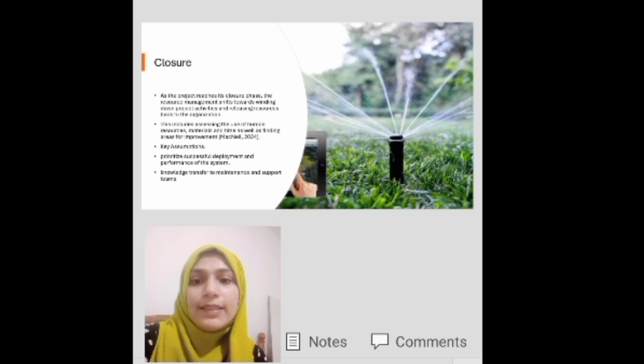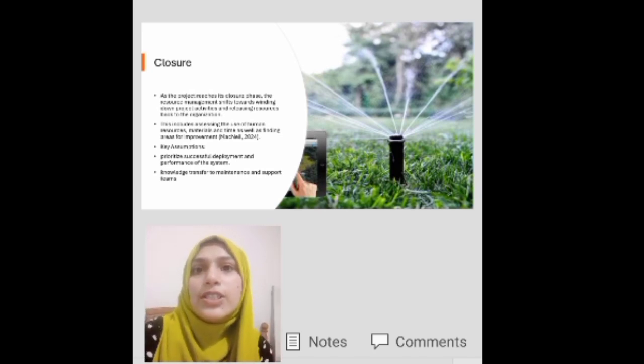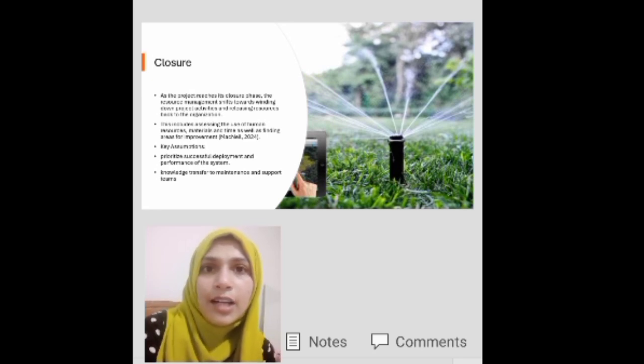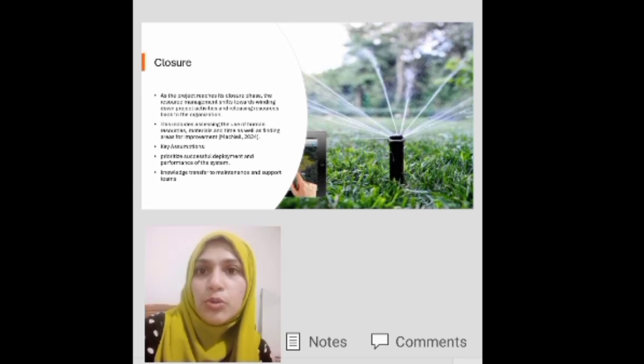The next one is the closure. As the project reaches the closure phase, resource management shifts toward winding down project activities and releasing resource back to the organization. This involves assessing the use of human resources, materials, and time, as well as identifying areas for improvement, as outlined by McNeil in 2024. Key assumptions include prioritizing the successful development and performance of the system, and transferring knowledge to maintenance and support teams to ensure long term sustainability.